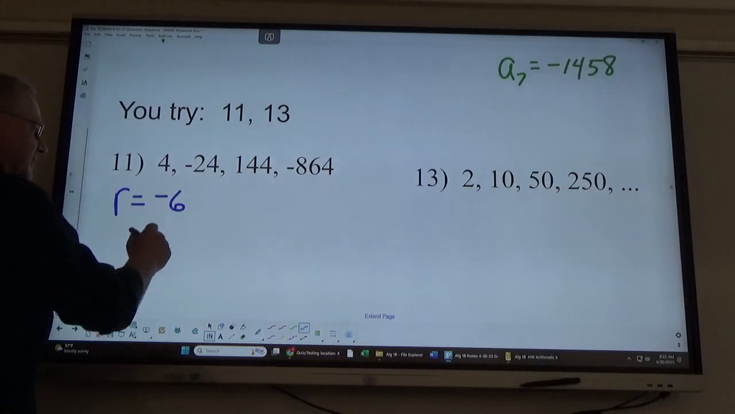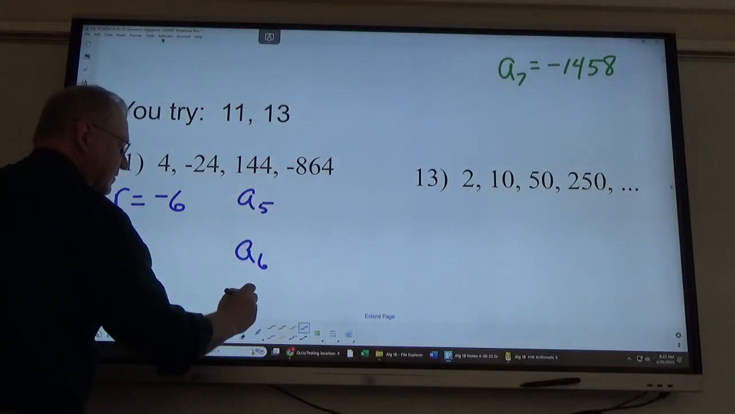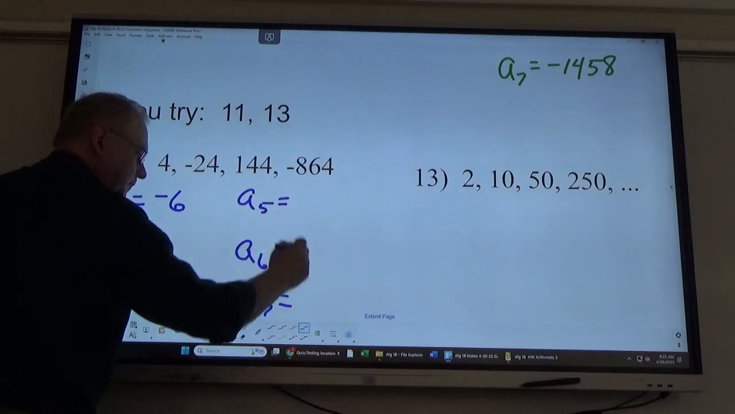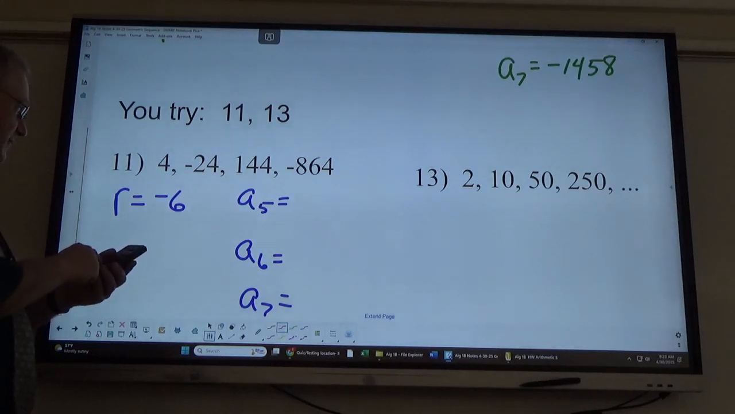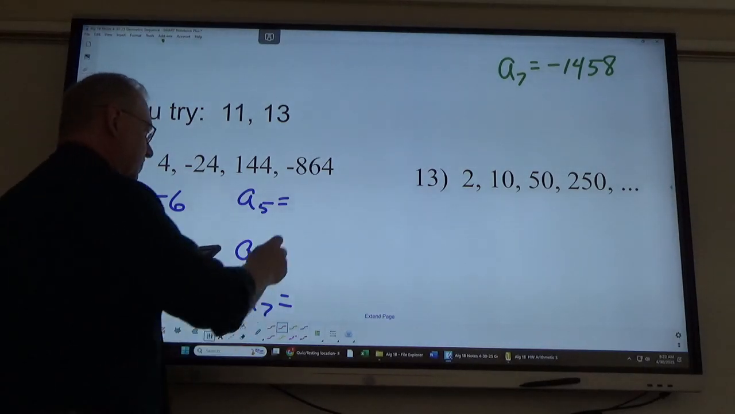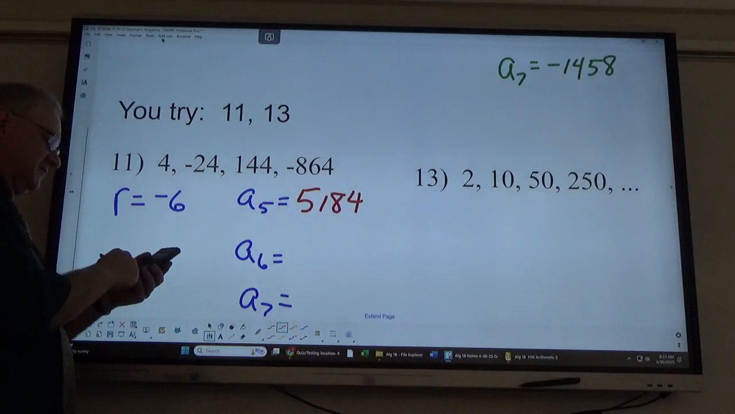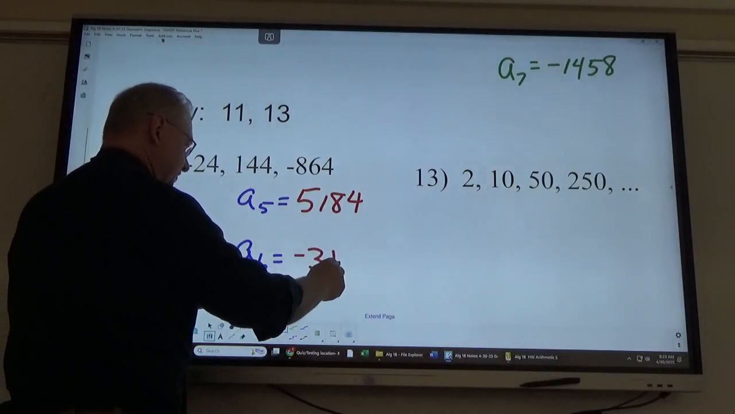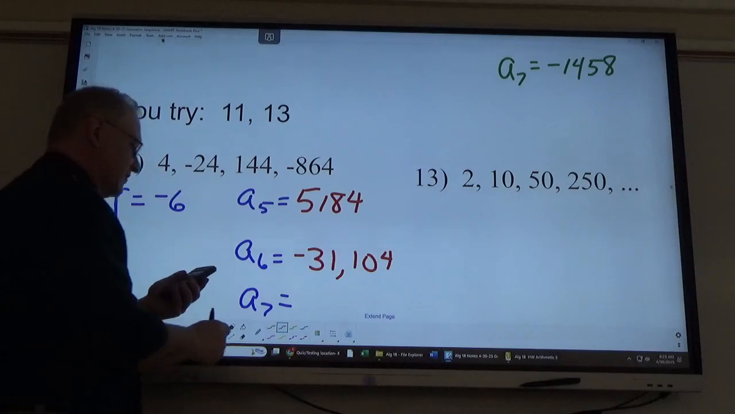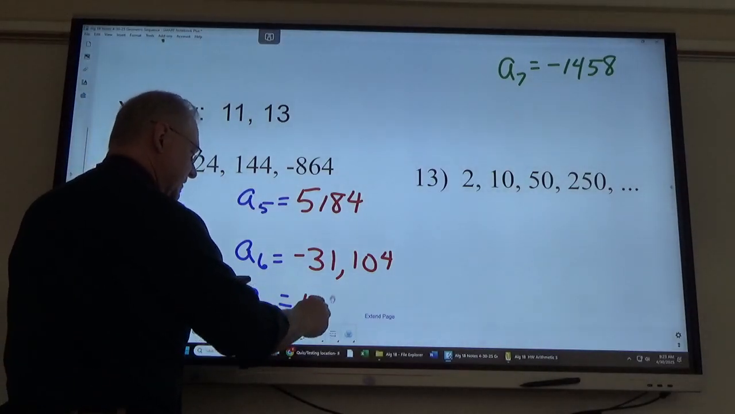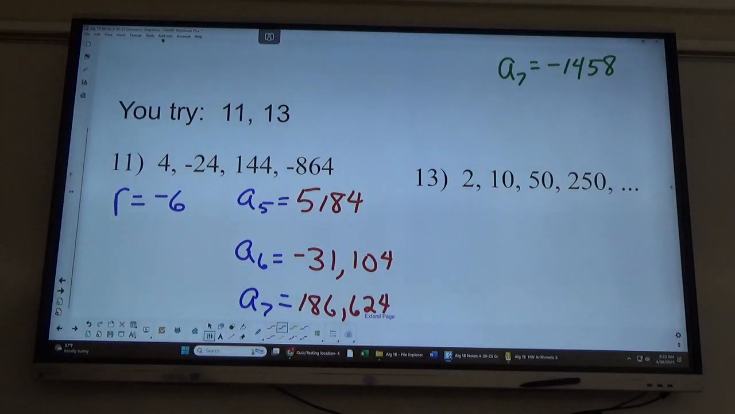R is -6, so a sub 1, 2, 3, 4, a sub 5, a sub 6, a sub 7. 864, that's negative, times -6, positive 5,184, times a -6, negative 31,104, and times a -6 back to positive 186,624. You can see these get very big very quickly.